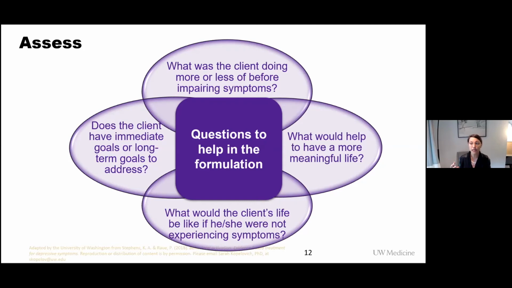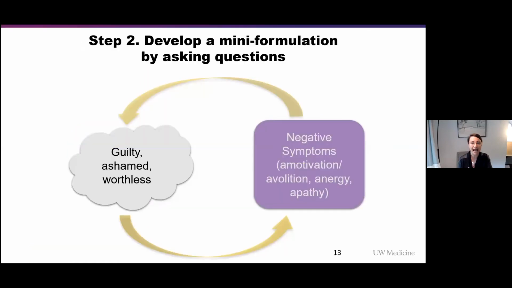And then we want to bring in their goal, or excuse me, their values, right? So what were the things that they identified that are important to them, or that would help them to have a more meaningful life? What would their life be like if they weren't experiencing symptoms? I try to avoid using the G word because I think sometimes our clients hear it so much that it's a little aversive for them. So there are lots of other ways to ask those questions without using the word goal.